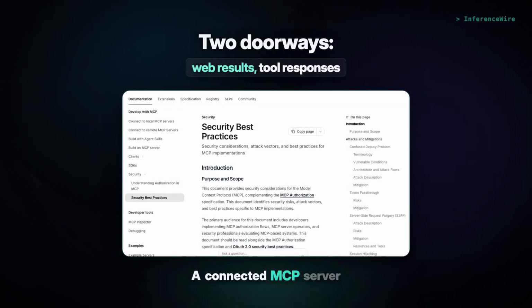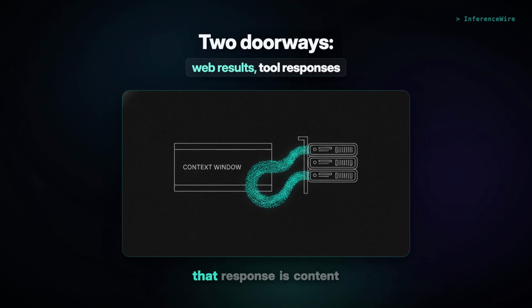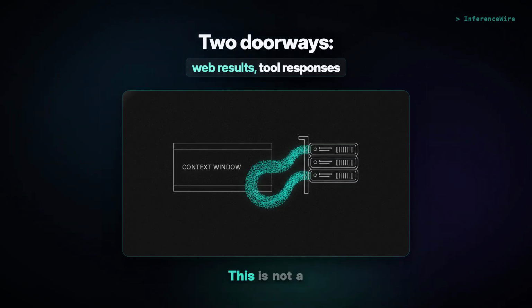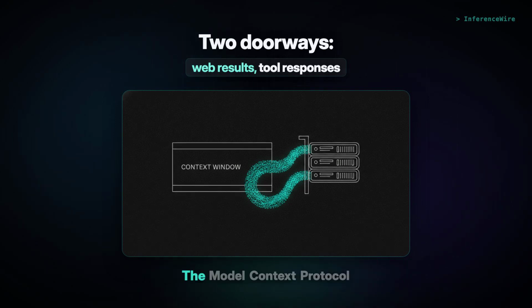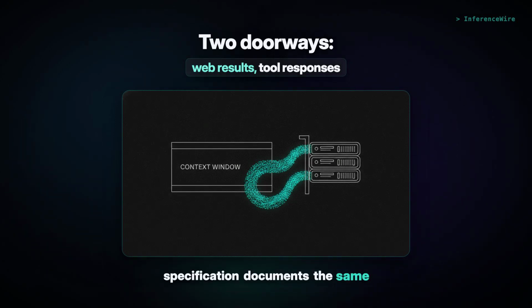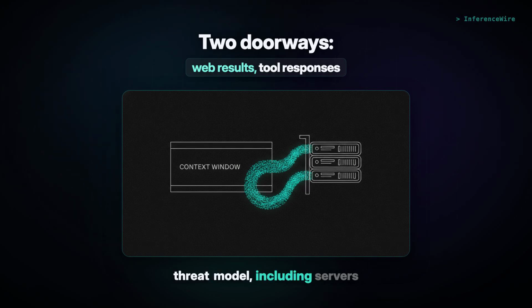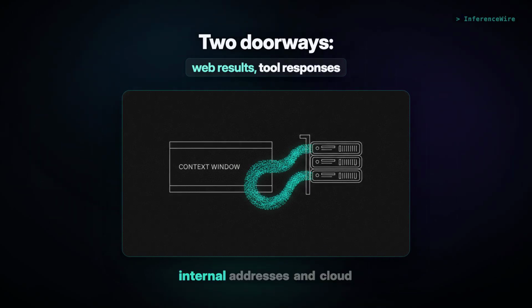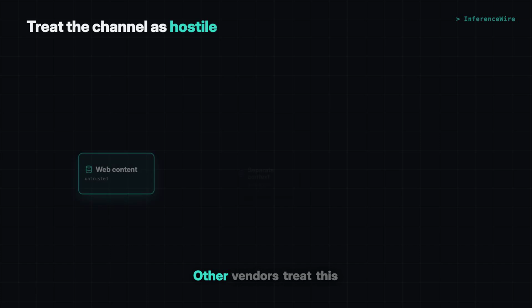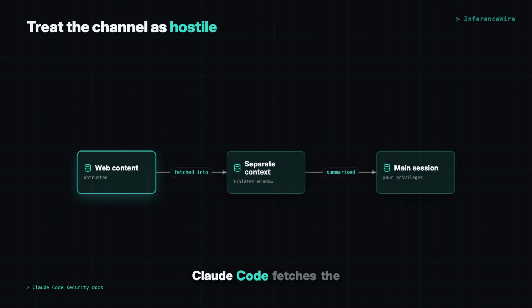The second doorway is the tool layer. A connected MCP server returns a response, and that response is content the agent reads. This is not a Cursor oversight. The model context protocol specification documents the same surface in its own threat model, including servers that steer clients toward internal addresses and cloud metadata endpoints. Other vendors treat this channel as hostile. Claude Code fetches the web into a separate context window and will not auto-approve curl or get.